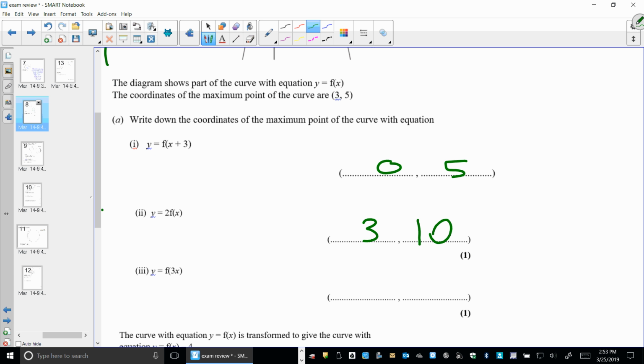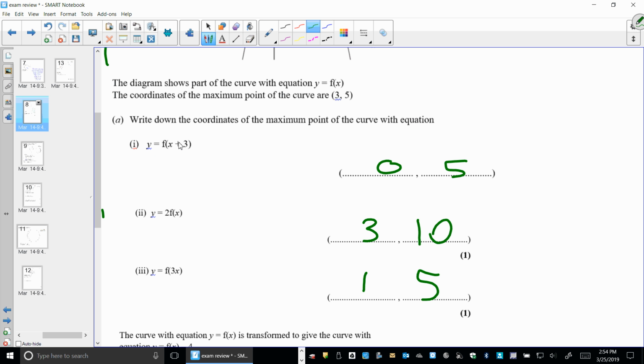Okay, and then for the last one, it's multiplying the x by 3. So since it's doing that, you divide the x by 3, but the y stays the same. So 3 divided by 3 is 1, and then the y is still 5. And then for the right equation.